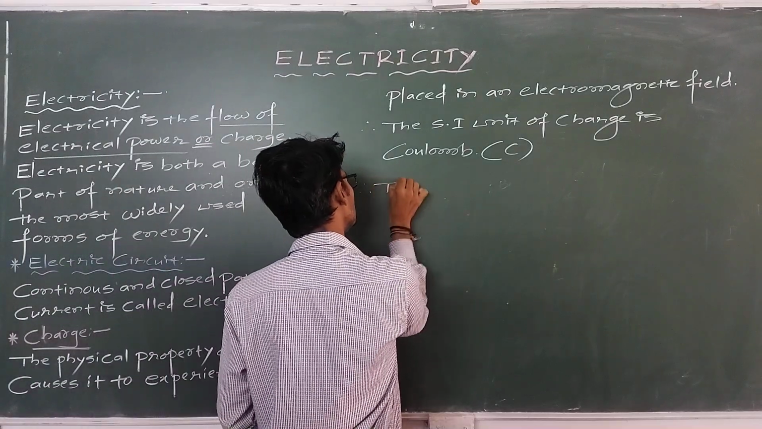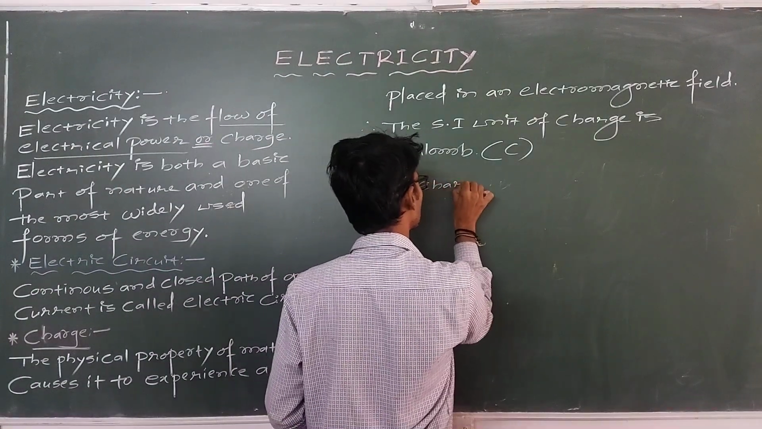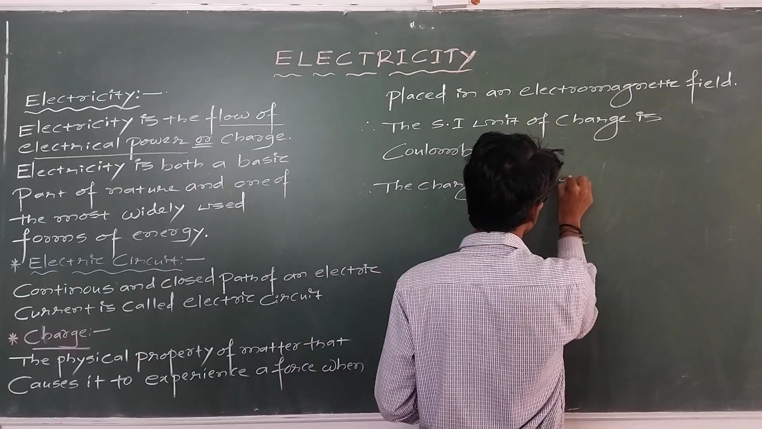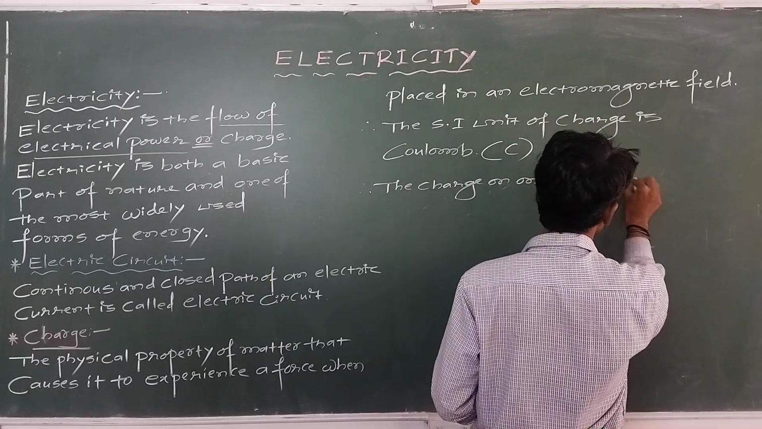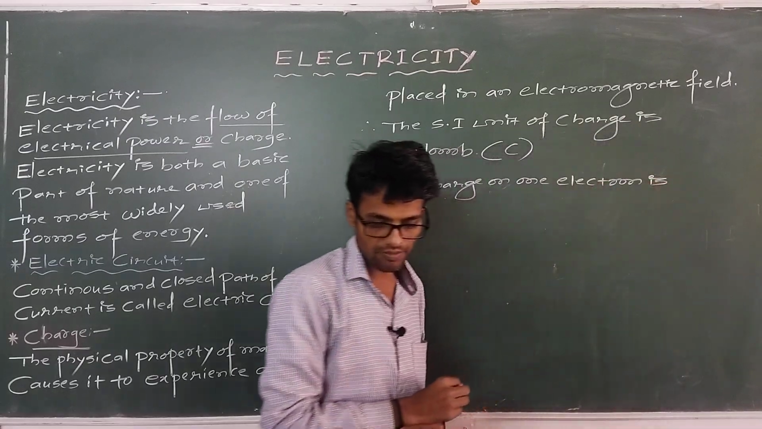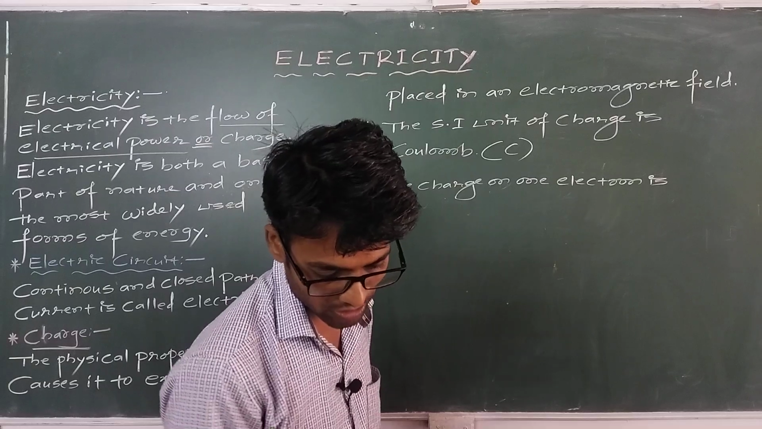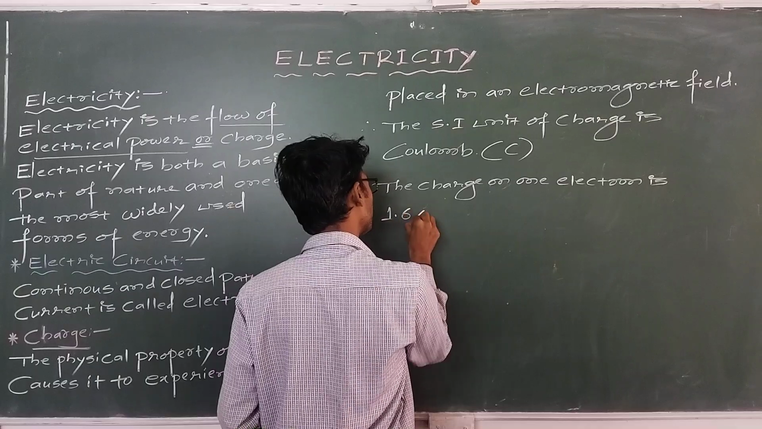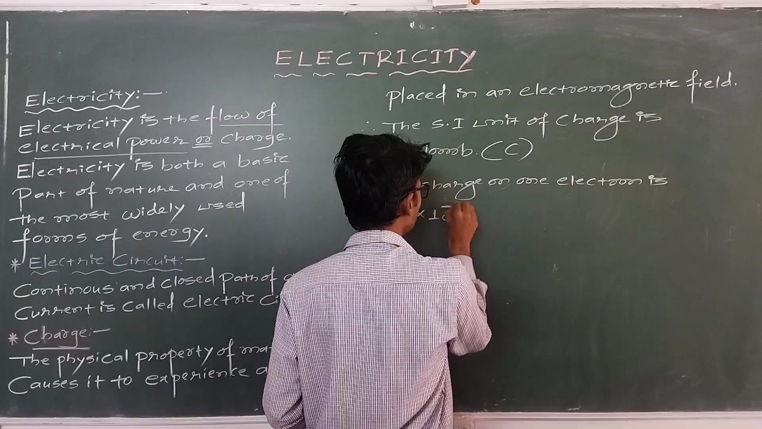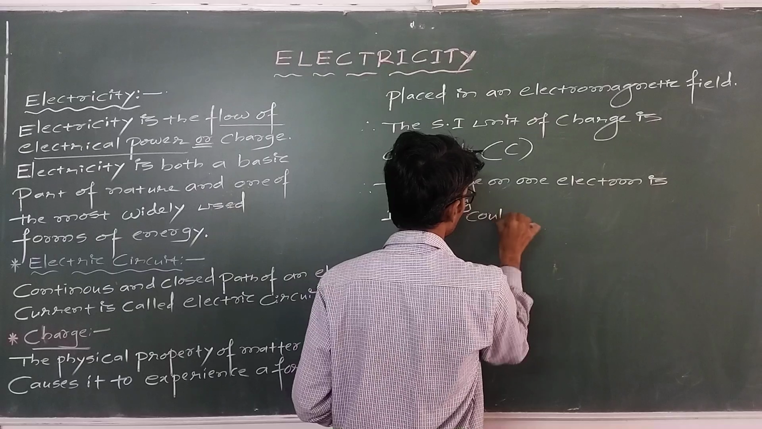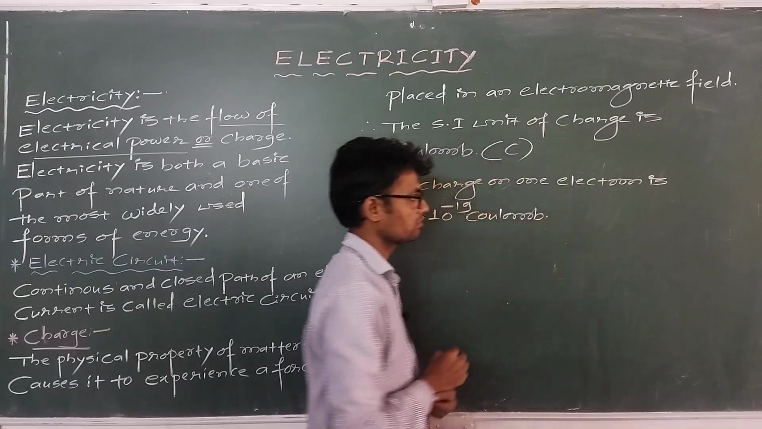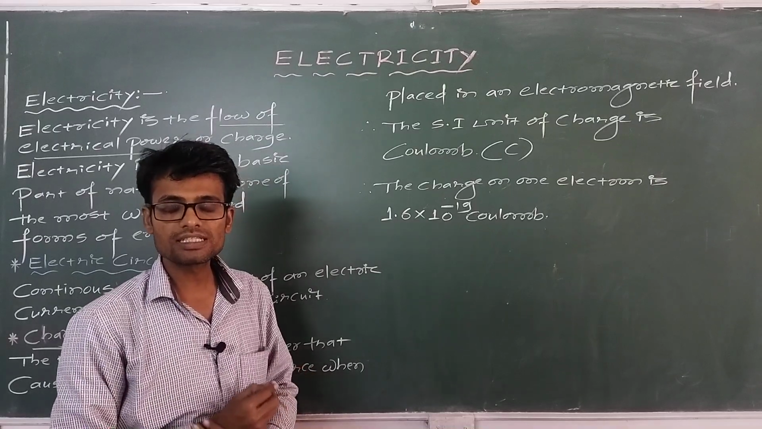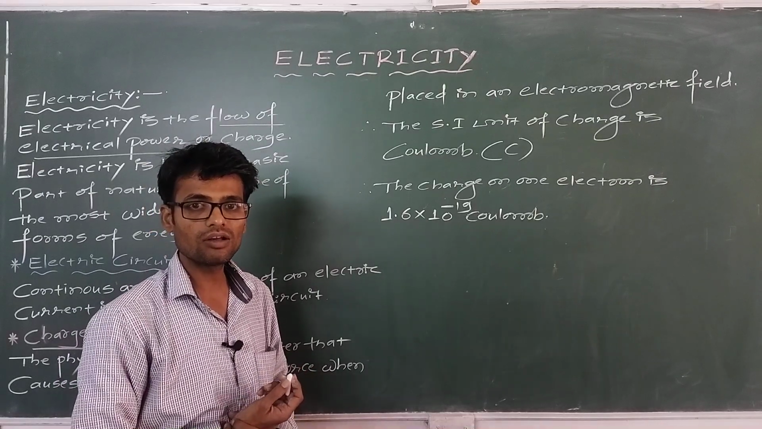Now, the charge on one electron. See, we have the charge on one electron. The charge on one electron is 1.6 × 10^-19 coulomb. So this is very important: the charge on one electron is 1.6 × 10^-19 coulomb.